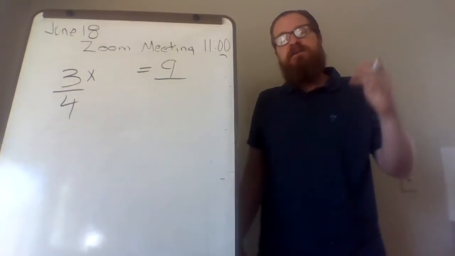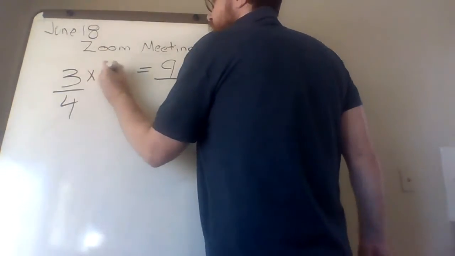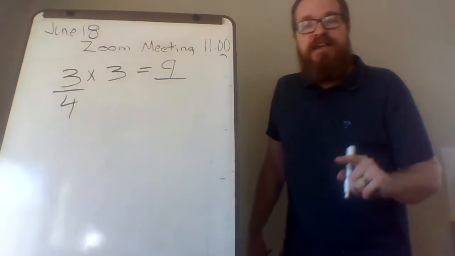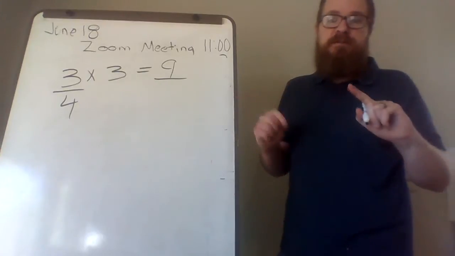Do you know your facts? 3 times what is 9? 3 times 3 is 9. All right? Gonna say it a million times. Whatever I do to the top, I gotta do to the bottom. Whatever I do to the bottom, I gotta do to the top.